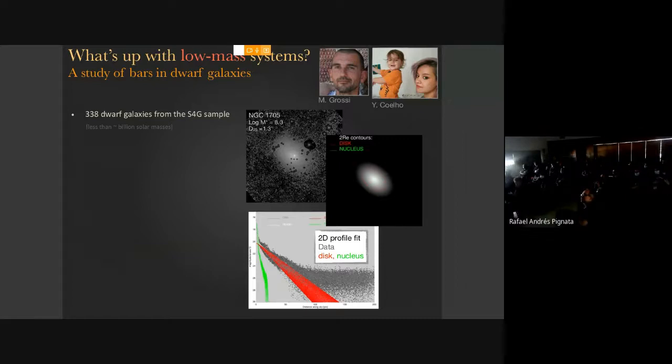So what Yasmin has continued doing, also with Michael Grossi, who's a very recently hired professor at our institute, is they also looked at all of the dwarf galaxies in this large sample of infrared data. This is just to show you an example of how a dwarf galaxy looks. All those black spots are regions that have been masked due to a foreground star, etc. This is the model that includes a disk and a nucleus, in 2D. It's just an example of the kind of data that we're dealing with.